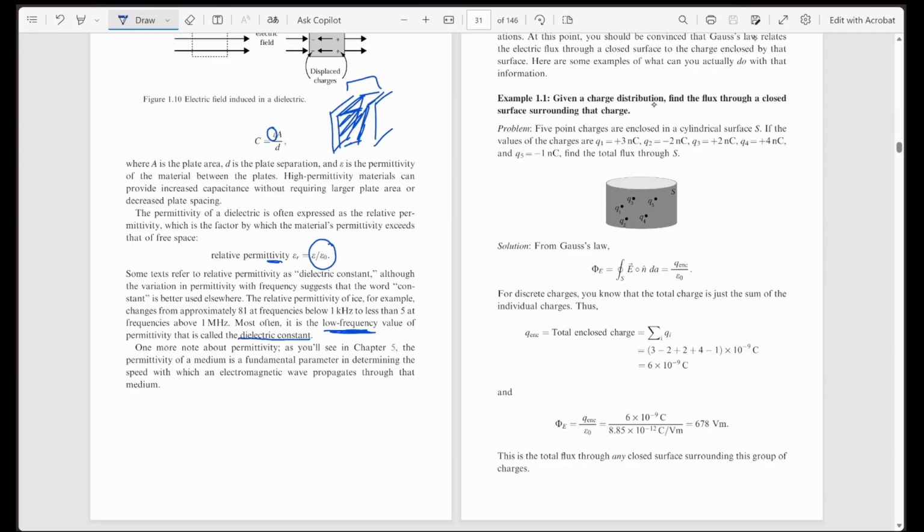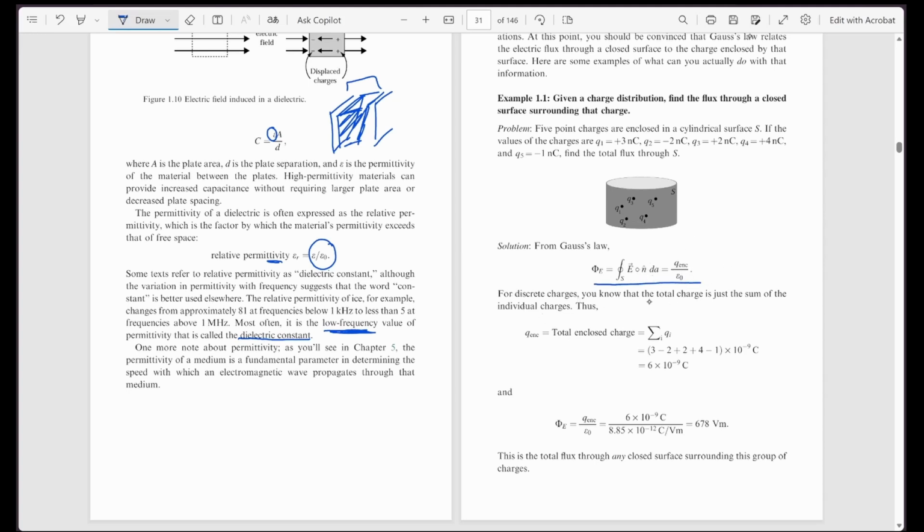Given a charge distribution, find the flux through a closed surface surrounding that charge. 5 point charges are enclosed in a cylindrical surface. If the values of the charges are those values, find the total flux through S. So here actually the charges are discrete. Let's see the equation first. The flux is the surface integral, which equals Q enclosed over the permittivity of free space.